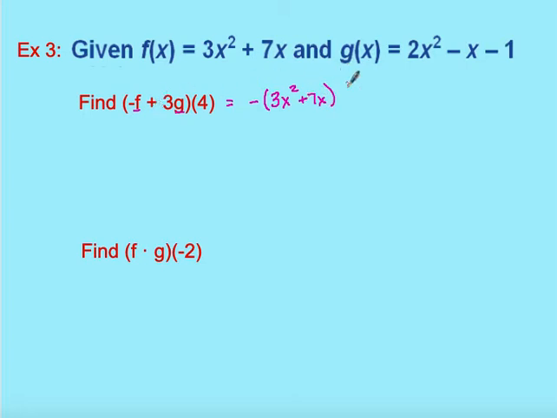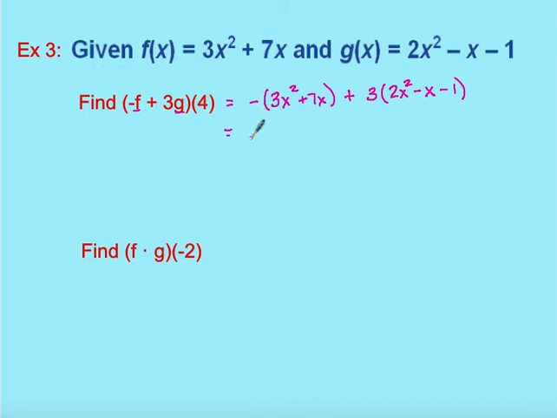Then I'm going to add that to 3 times the g function. So the g function is 2x squared minus x minus 1. So I'll take 3 times 2x squared minus x minus 1. So I negated the f function, and I took 3 times the g function. Now I'm going to simplify that, and then I'll handle that 4. It's actually not times 4. It's replacing the x with the 4 with substitution.